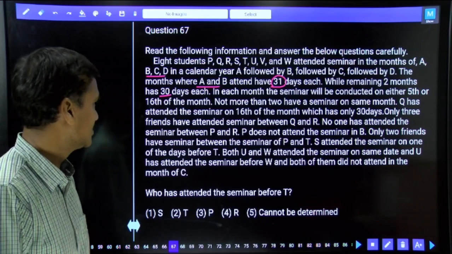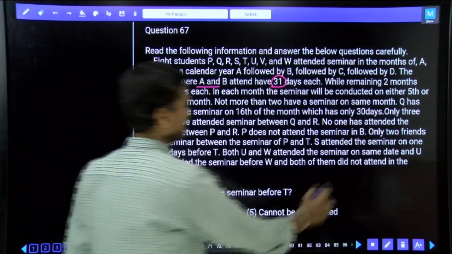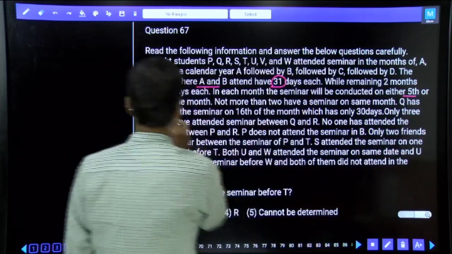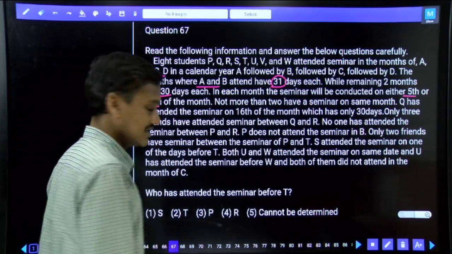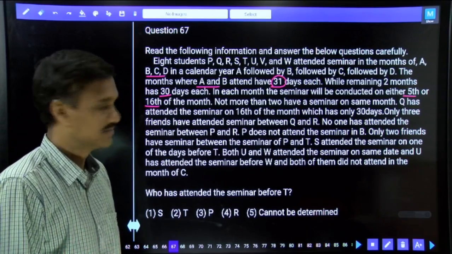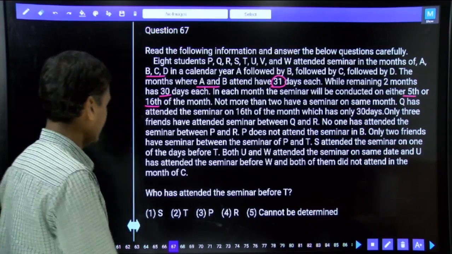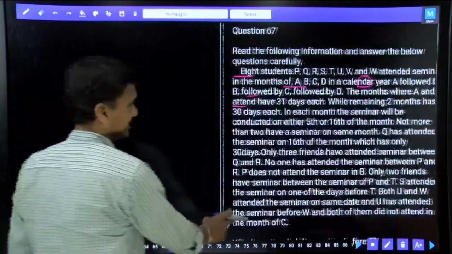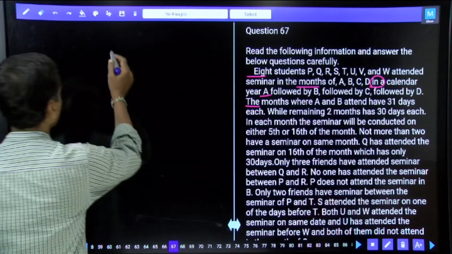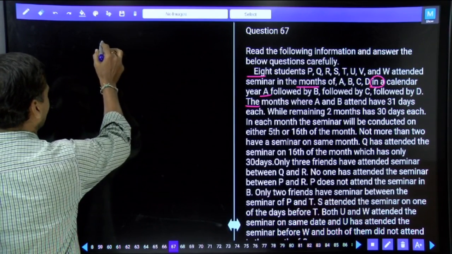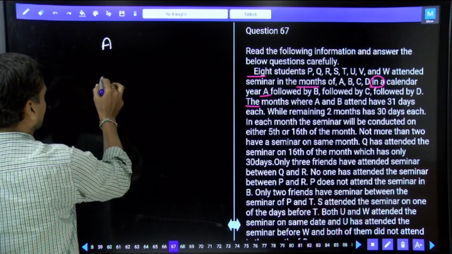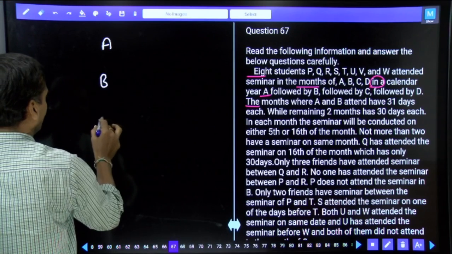And the next one, in each month, the seminar will be conducted either on the 5th or the 16th of the month, isn't it? Now first we need to draw the diagram. What is the diagram here? First fix the months at the center. And what are the 4 months we have? A, B, C, and D are the 4 months.